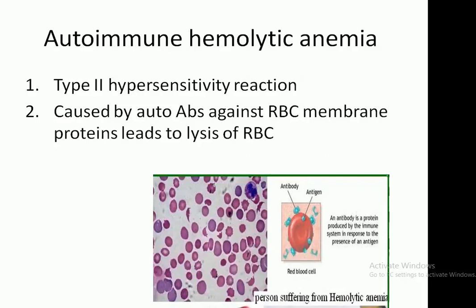First, autoimmune hemolytic anemia is a type 2 hypersensitivity reaction caused by autoantibodies against the RBC membrane proteins, which leads to lysis of the RBC. Here is the RBC, and this is the antigen present on the cell surface of the RBC. Antibodies form autoantibodies against these autoantigens and lead to destruction of the RBC.